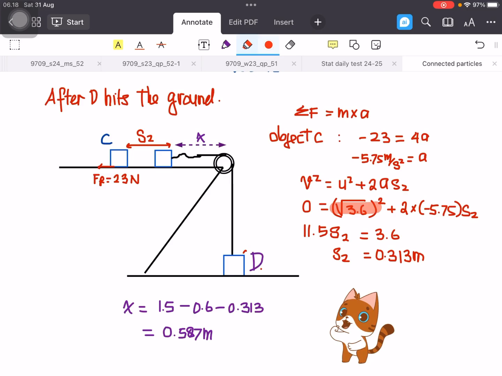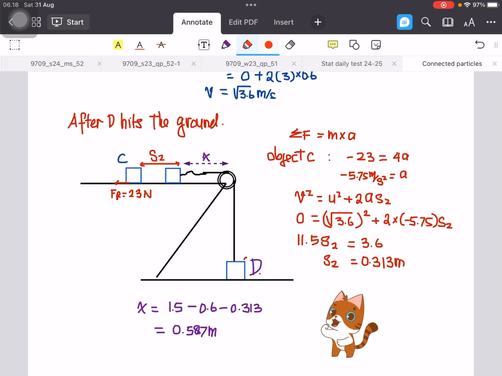The U itself is the final speed that we found on the first stage of the motion, that is before particle D hits the ground. The V is square root of 3.6. So the equation 0 is equal to 3.6 square root of 3.6 squared plus 2 times negative 5.75 S2. So the value of S2 is 0.313.